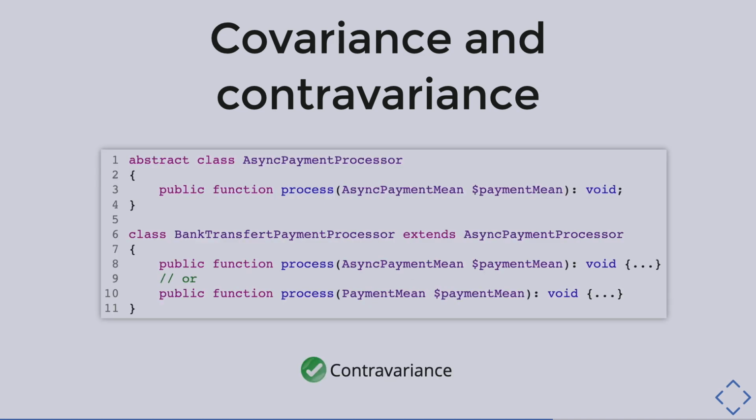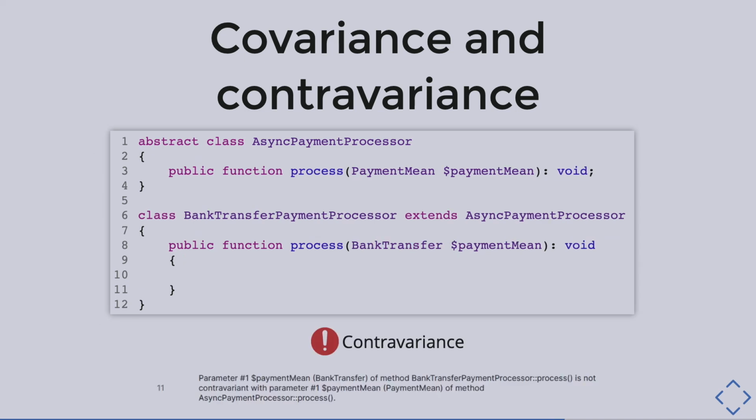So here's an example of contravariance. I have an AsyncPaymentProcessor, which has a method called process, and which takes in parameters an AsyncPaymentMean. And then I have an implementation, BankTransferPaymentProcessor, which extends the first class. So I can have either the first one or the second one: AsyncPaymentMean, which is exactly the same as the parent class, or a less specific implementation, which is PaymentMean. PHP will be happy with that.